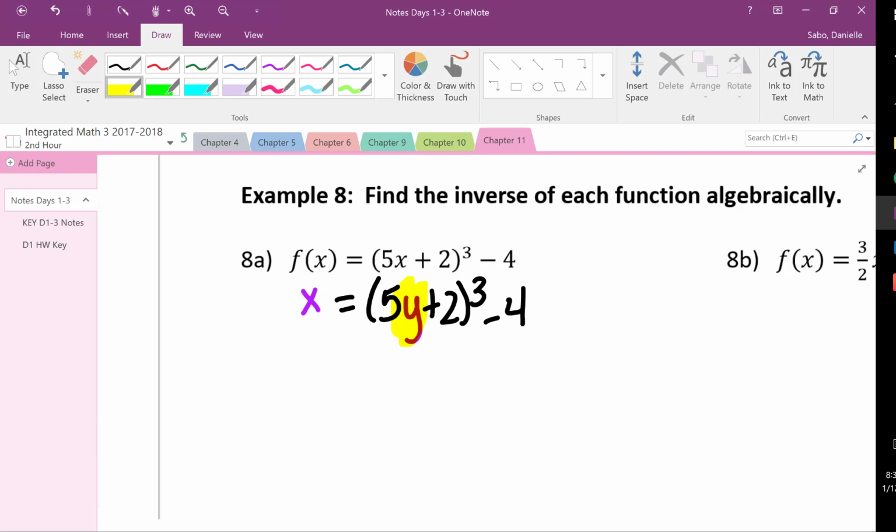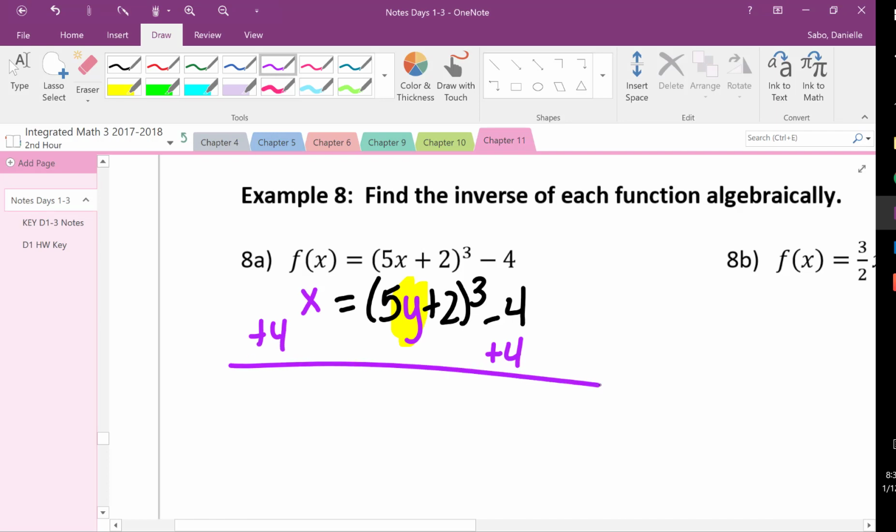So what would I do to both sides first? Yeah, I would add 4. And again, I'm just weird, I put the 4 off away from the x because I'm trying to show you some errors that happen. Some people will put 4x. I don't know why, but I want to make sure I put it off to the side because I can't combine those two. So I have x plus 4 equals 5y plus 2, all cubed.